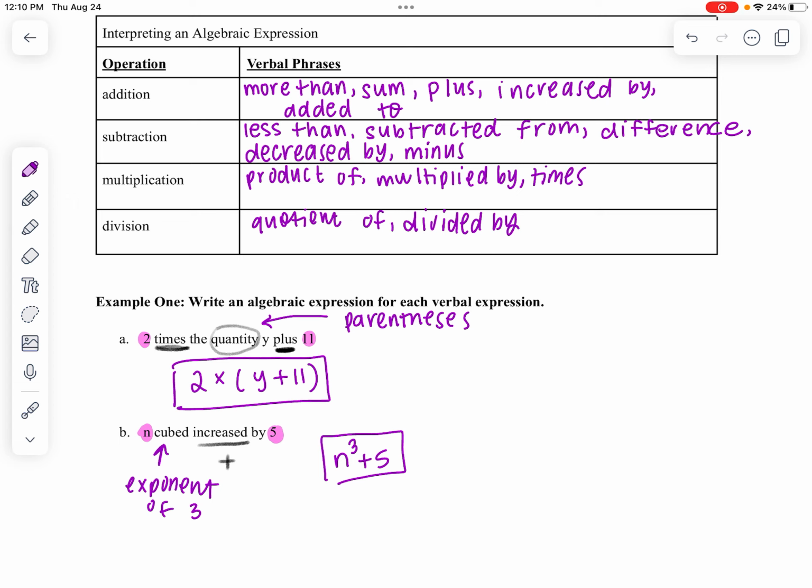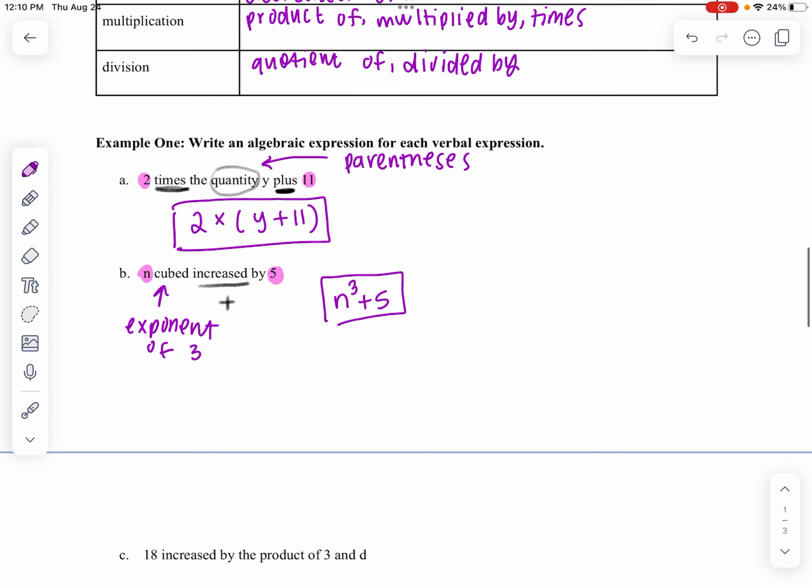Okay, one more like this, and then we're going to start working with some word problems, which get so much harder, but it's really not bad. You just have to get used to thinking that way.